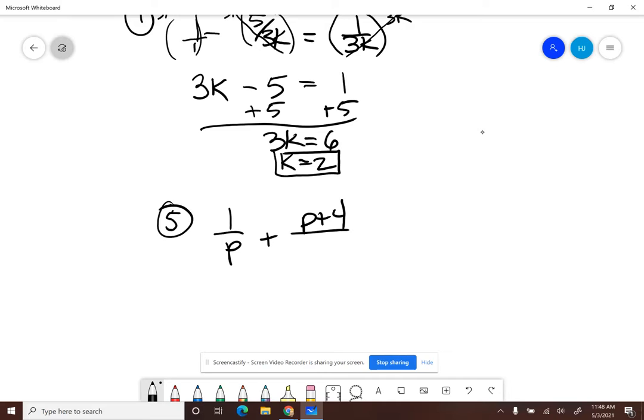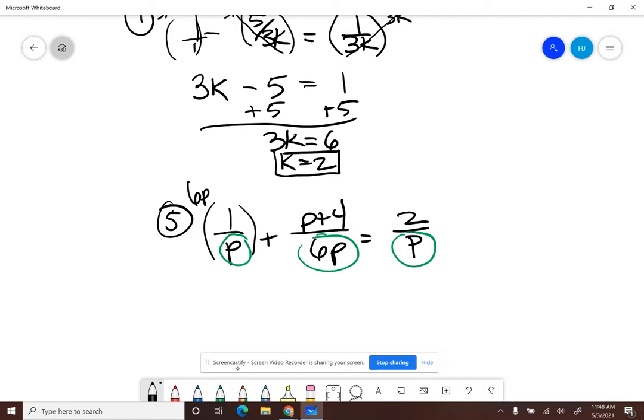So 1 over p plus 4 over 6p equals 2 over p. Again, we're looking at our denominators, and we're looking at the fact that we've got fractions everywhere. I know that if I could multiply by a common denominator, then I could clear these fractions out. So I have p and 6p. So my common denominator between these three things would in fact be 6p. So here's what I'm going to do. I'm going to multiply everything up here by 6p.